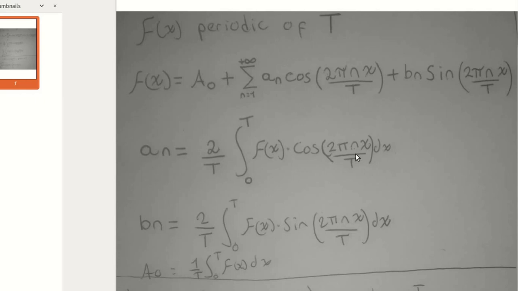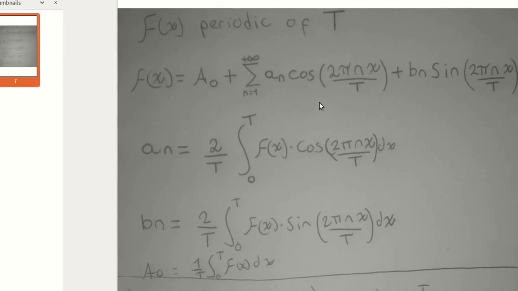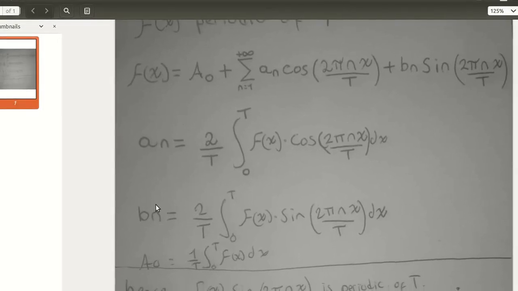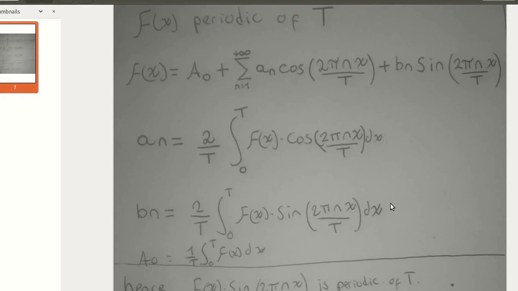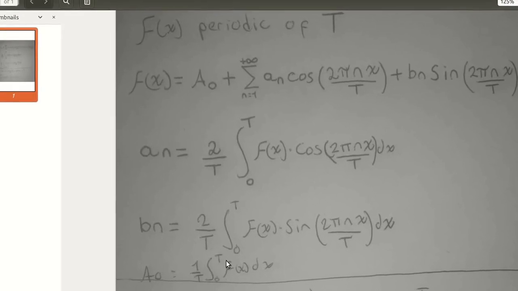So, to find the coefficients, we have to integrate the function times cosine of 2 pi n x over T. n is a variable that we're going to sum afterwards, and to find the other term, the bn, we have to do the same, but with the sine. And the constant term is just the integral of f, and this constant term is equal to the mean value of our function within the interval 0 to T.